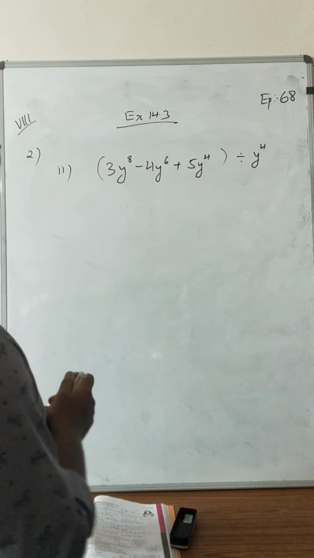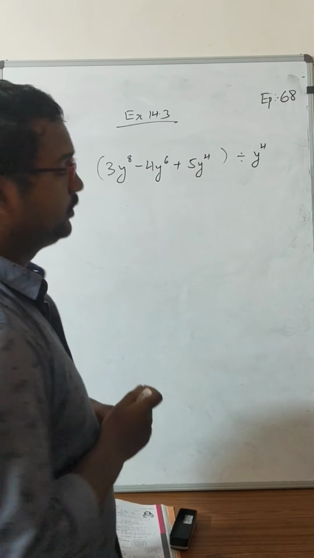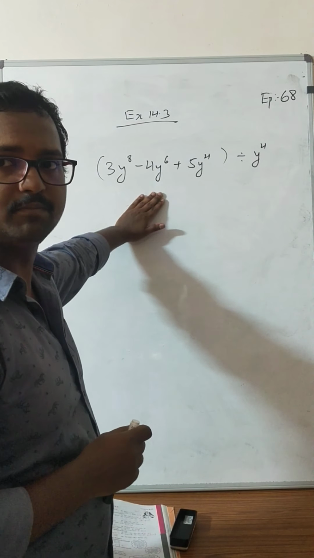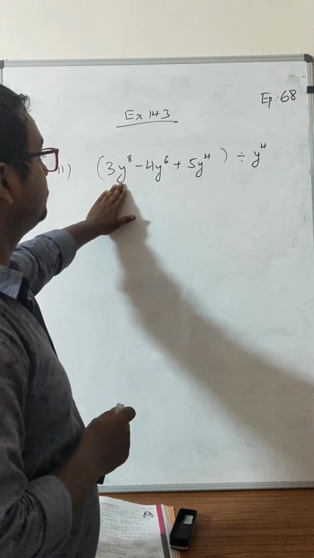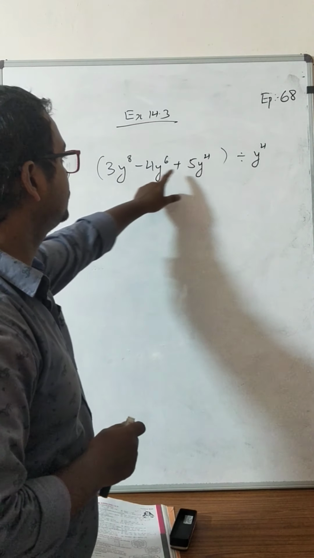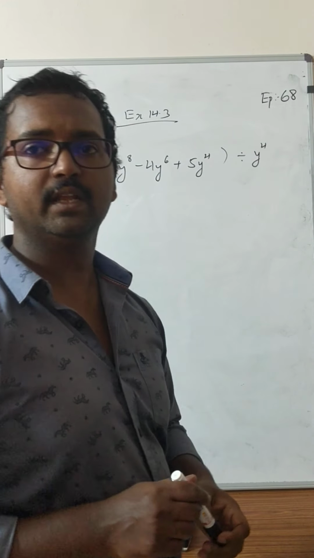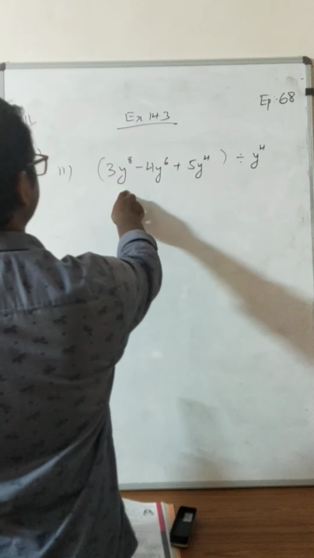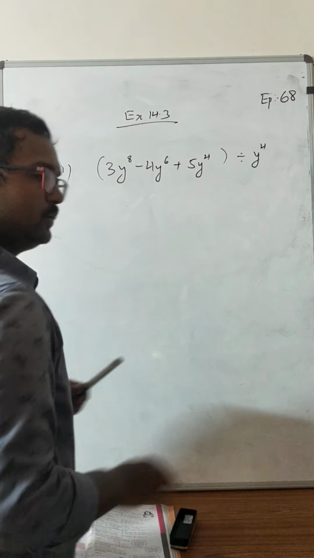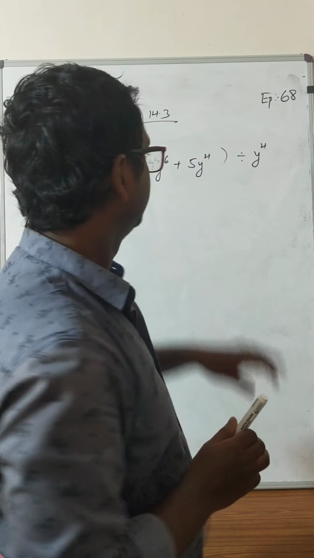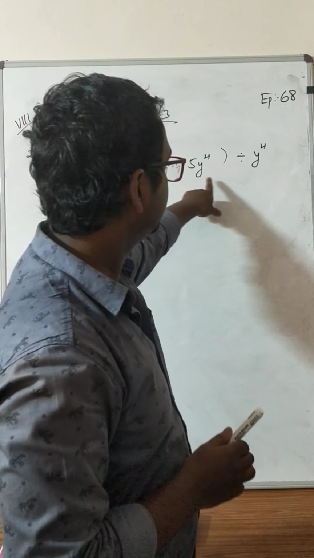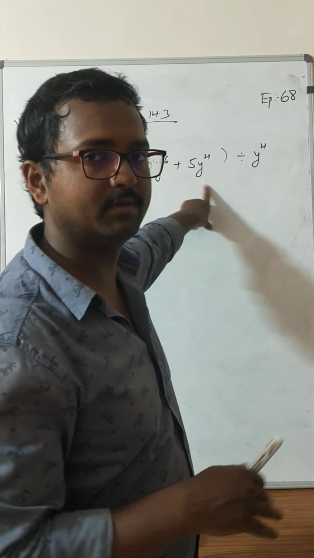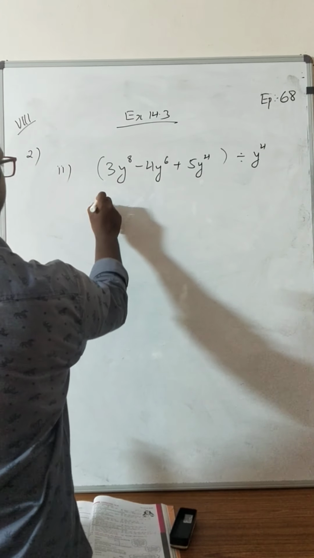Okay, now how to do this one? See, what I am going to do here is I am going to take something common from here. Can I take any number? See, this is 3, this is 4, this is 5. So obviously I cannot take any number as common. So I will look for the variables. Here y power 8, y power 6, y power 4. Whenever you have this kind of situation where you have very high powers, look for the least power. What is the least power here? The least power is y power 4. You can take that as common. Okay, you can take y power 4 as common.